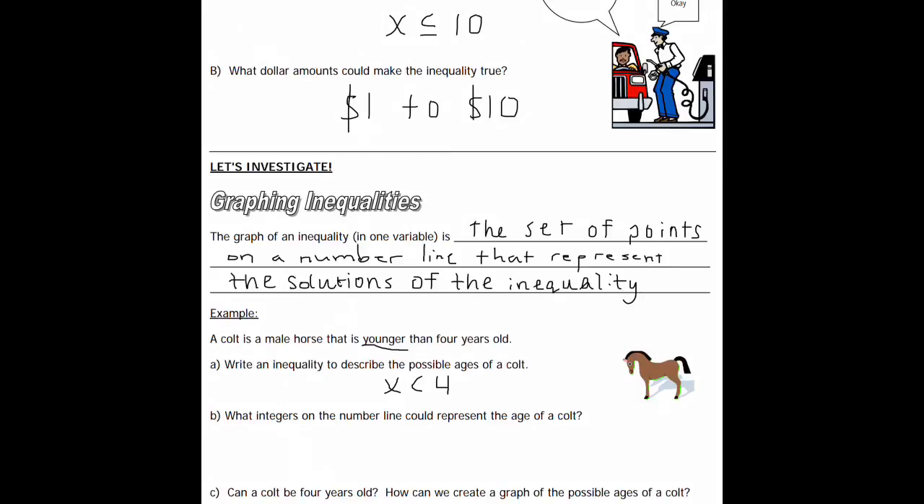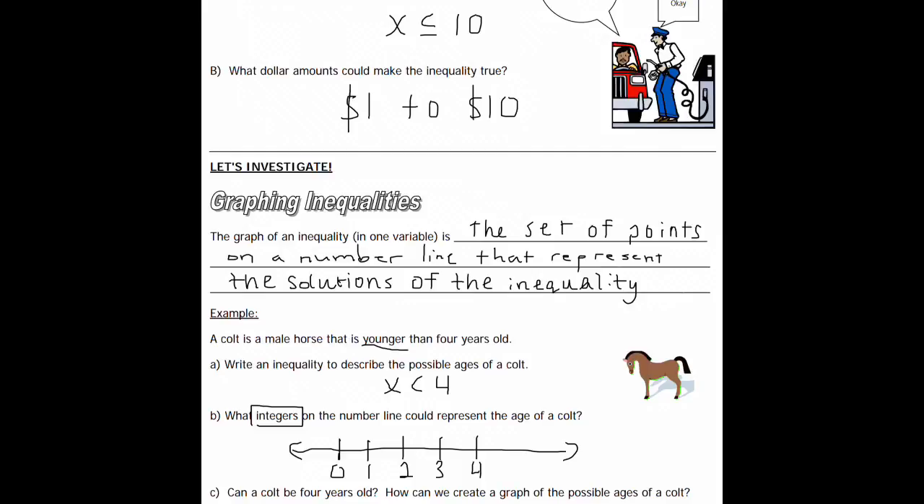B. What integers on the number line could represent the age of a colt? So I'm going to draw a number line the best that I can. Okay. I'm going to draw some points here. All right. And I'm going to label them 0, 1, 2, 3, and 4. Now, on this number line, there are only a few integers specifically.